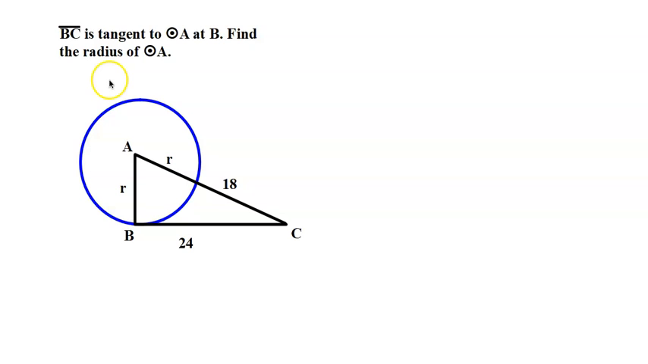So here we go. This time it's telling us that segment BC is tangent to circle A at point B, and we want to find the radius of circle A. So again, if it's a tangent, that means that this is a right angle, so we have a right triangle, and so we can use Pythagorean theorem. A squared plus b squared equals c squared. Again, remember C is opposite the right angle. So C for this is segment AC.